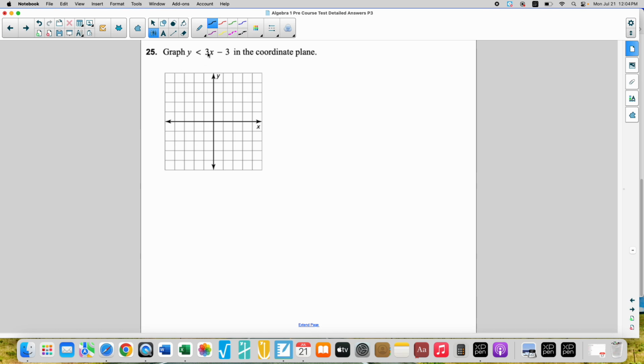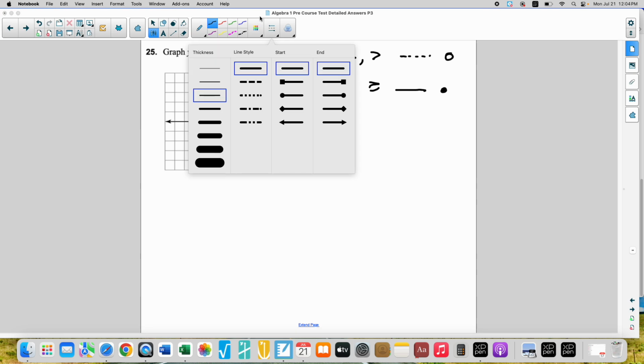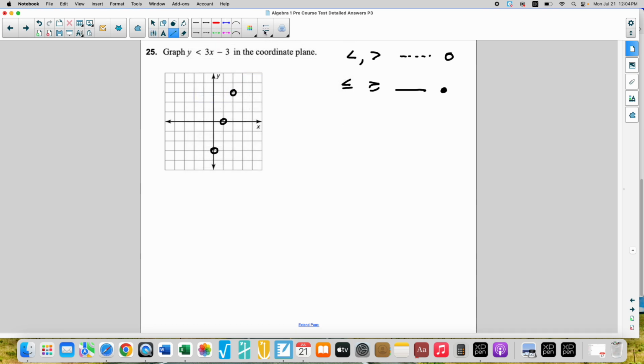All right, this is an inequality. Things we need to remember about inequalities: when you have less than or greater than, you're going to have a dotted line and open circle for the points. And if you have less than or equal to or greater than or equal to, you're going to have a solid line and closed points. Since this is just less than, we're going to go to negative 3, open circle. We're going to use the slope, 1, 2, 3, right 1, open circle, and now we're going to do a dotted line.